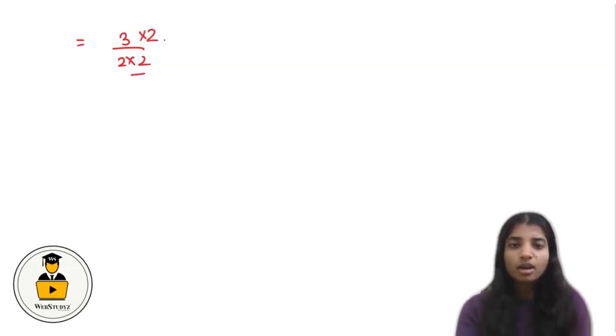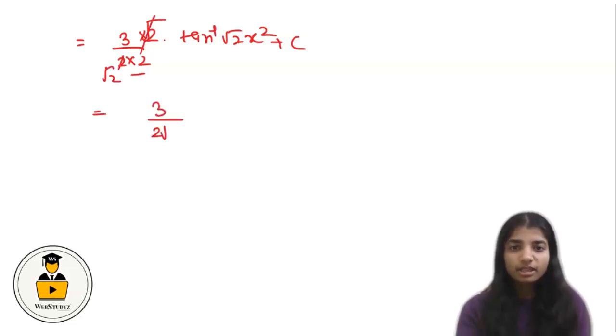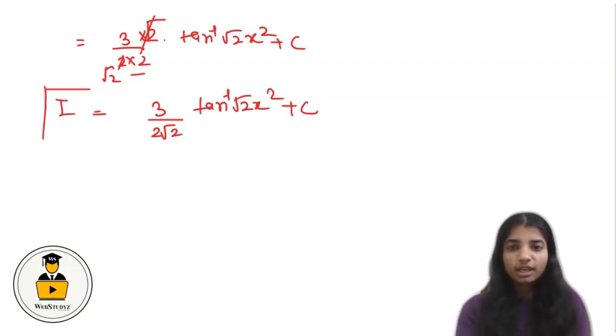Further simplifying this, we can write this as 3 divided by √2, and there we have 2 multiplied by 2, that is 4, multiplied by 2, multiplied by tan^-1 of √2 x^2 plus c. Here this is √2, so we can cancel the terms. √2 cancels with 2, which leaves us √2. So this becomes 3 divided by 2√2 tan^-1 of √2 x^2 plus c. So this is the value of I.